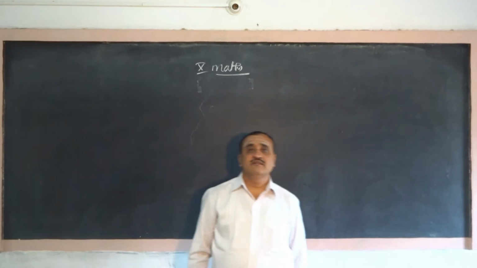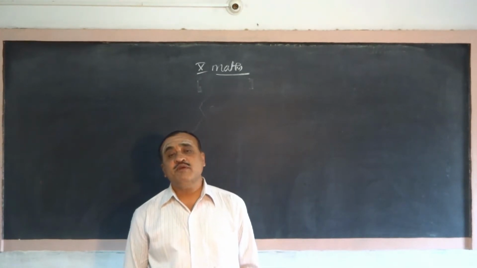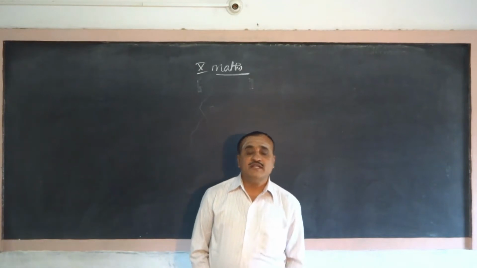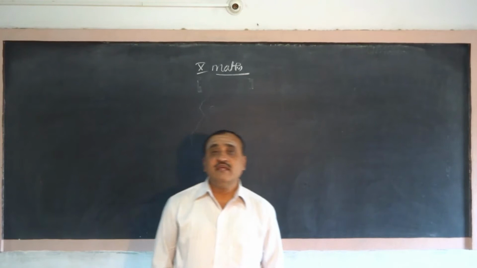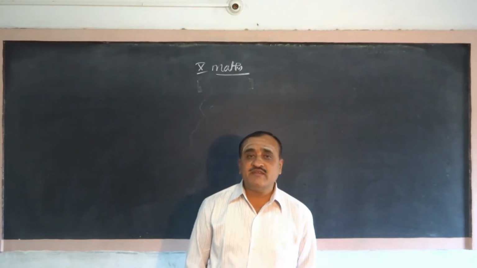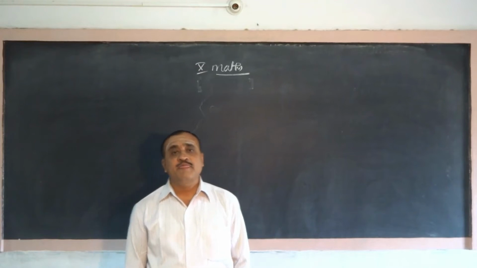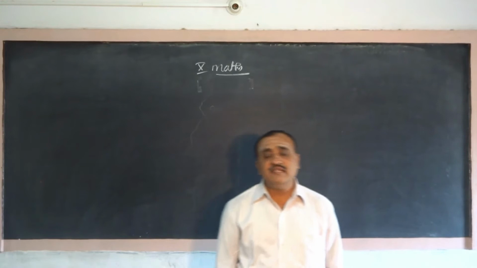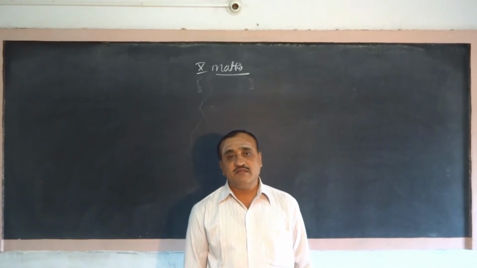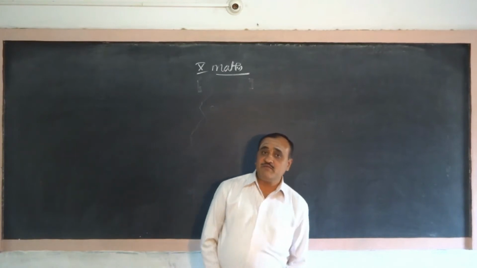Hello friends, in the previous class we did some problems on criteria for similarity of triangles, that is AAA criterion theorem, SAS criterion theorem and SSS criterion theorem. We did 2 or 3 problems. Now we shall continue with how to solve the remaining problems.